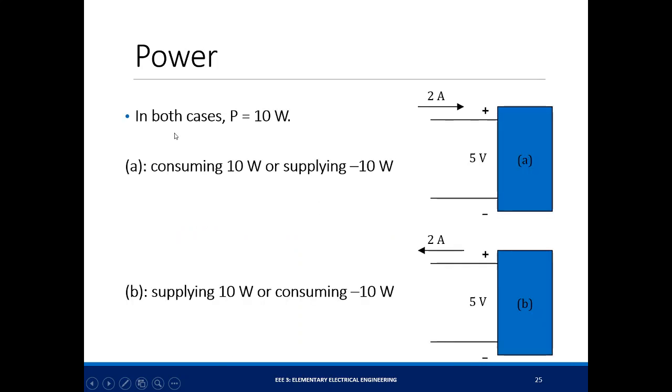So for example, in both cases you have 10 watts, but device A moves current from the positive to the negative. Therefore, it's consuming 10 watts or supplying negative 10 watts. In this case, device B expels current from the positive side, so it moves charges from the negative to the positive side. The power is still 10 watts, but it's supplying 10 watts or consuming negative 10 watts of power.